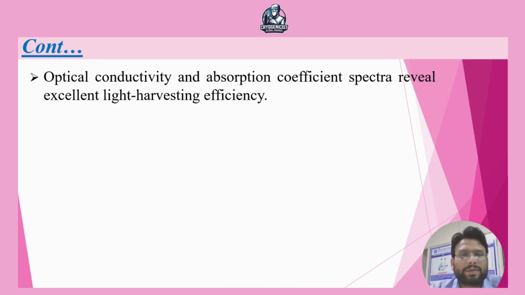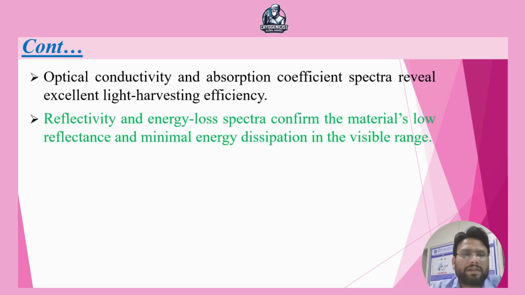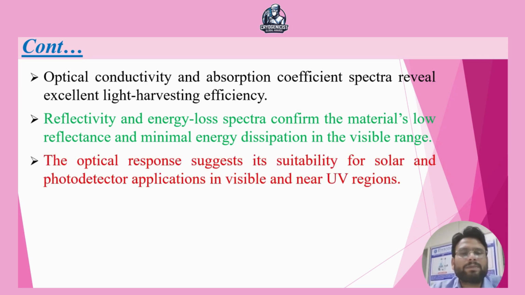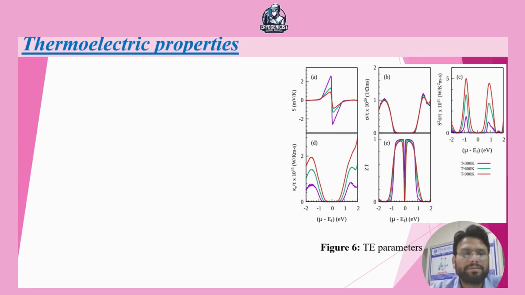So optical conductivity and absorption coefficient spectra reveal excellent light harvesting efficiency. Reflectivity and energy loss spectra confirm the material's low reflectance and minimal energy dissipation in the visible range. The optical response suggests its suitability for solar and photodetector applications in visible and near UV region.